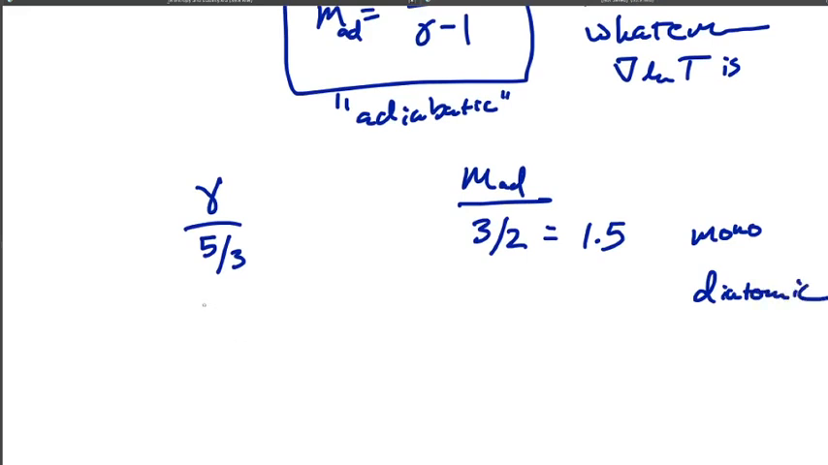If we have a diatomic ideal gas, then we have a gamma of 7/5. And again, we do 7/5 minus 1, that's 2/5, 1 over that is 5/2, which is equal to 2.5.